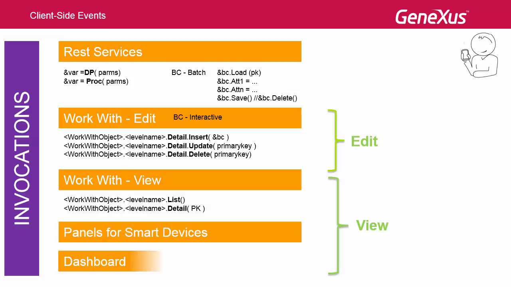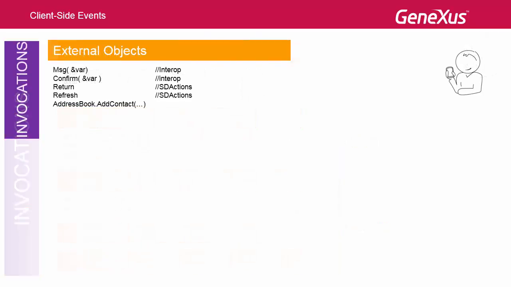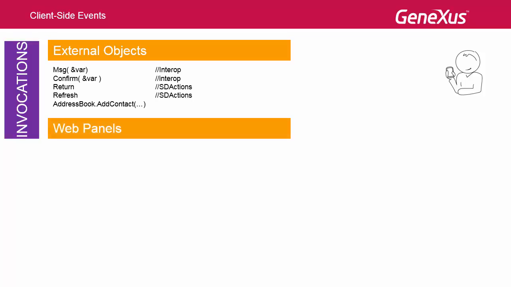We may also call a dashboard, or even use some of the features provided by APIs, such as displaying a message on the screen, asking the user for confirmation to continue, returning to the caller, refreshing the screen, adding a contact to the address book, and so on. A web panel can also be invoked. It'll be open in the device browser, where the border is removed to make it look more similar to the rest of the application. That's all about invocations for now.